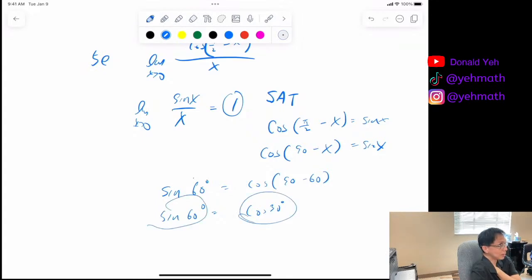So these are equal to each other. Does that make sense? Also, sine of 70 degrees is equal to cosine of 20 degrees. So this is on the SAT. A lot of people don't think so, but there are a lot of things on the SAT you can apply. Questions?